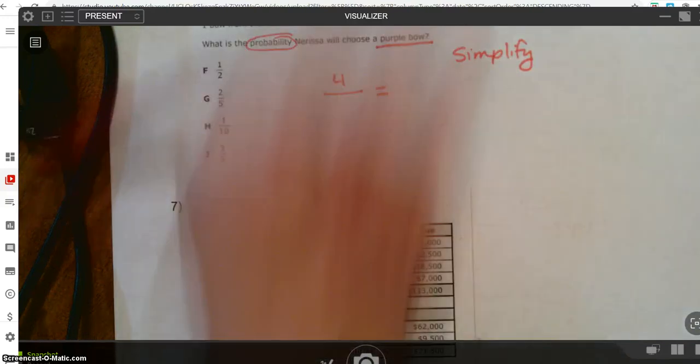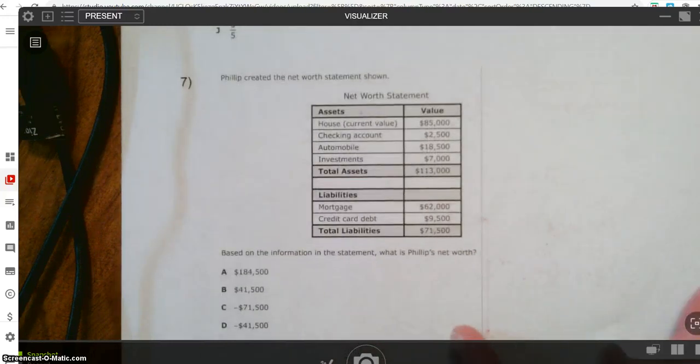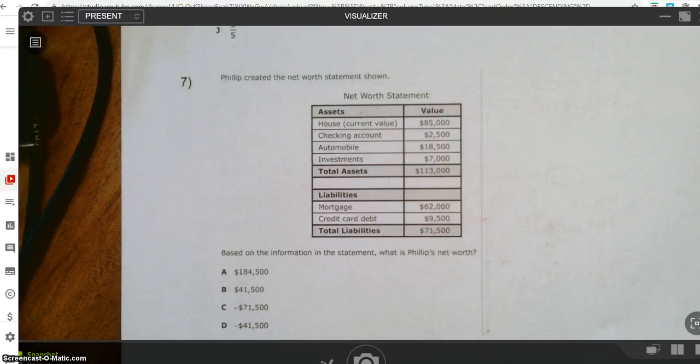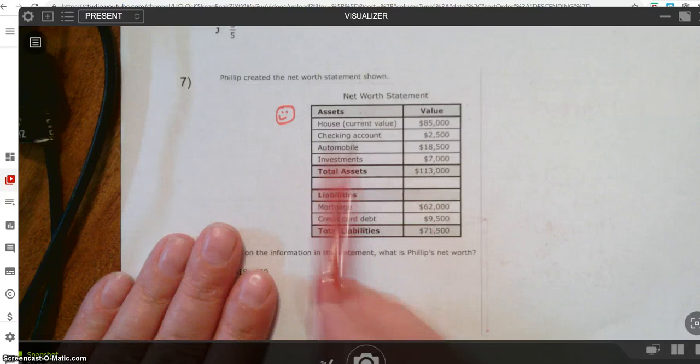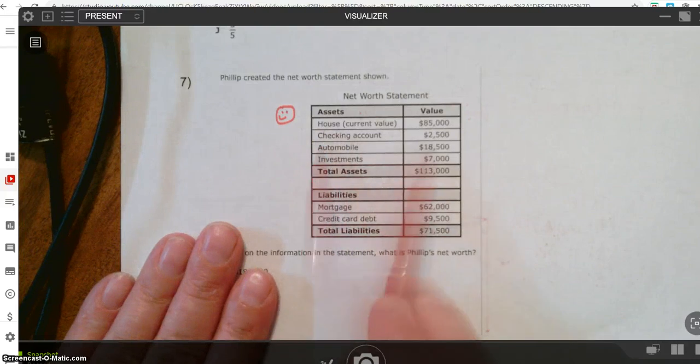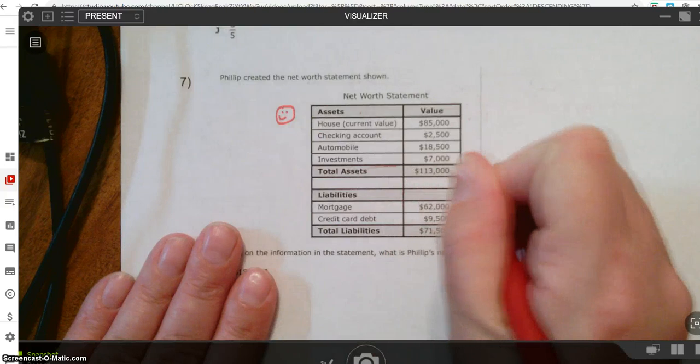Okay, now the last one. This is one we have not covered, so I'm definitely going to make sure that I'm walking you through this one. This one says, Philip created the net worth statement shown. Okay, so I think one day we talked about assets and liabilities. So assets, these are good things, things that we own. So he owns his house, he has money in his checking account, he has a car or some type of vehicle, and he has investments. Okay, so this is the value of his assets.